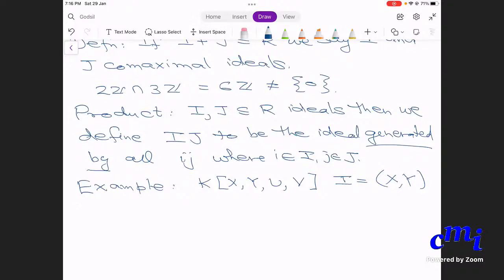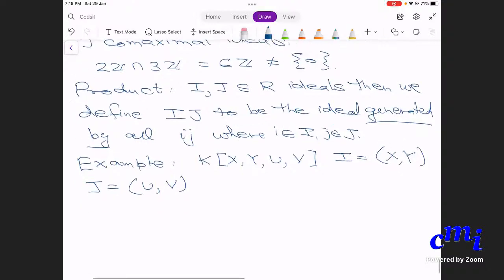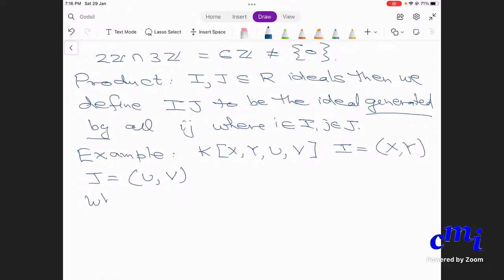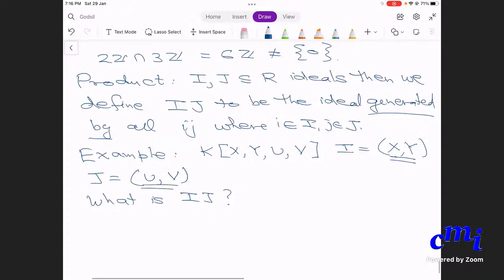And I want to take the ideal J to be generated by u and v. Similarly, all polynomials which can be written as u times something plus v times something else. So now I want to see what is the ideal IJ. By definition, you have to take every element of I and every element of J, multiply all of them, and take the ideal generated by all of those hugely infinite sets. But in this case, if you know generators for I and generators for J, you can write down generators for IJ. So let me just first say that.